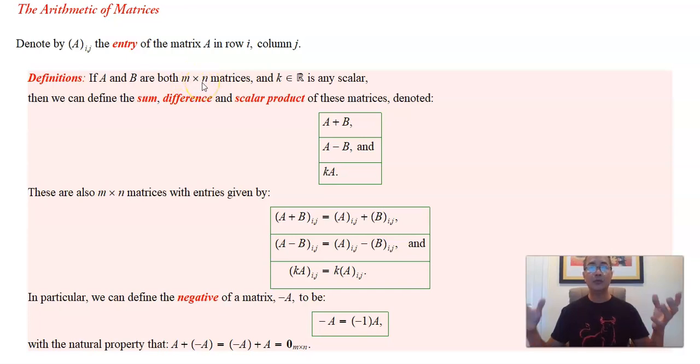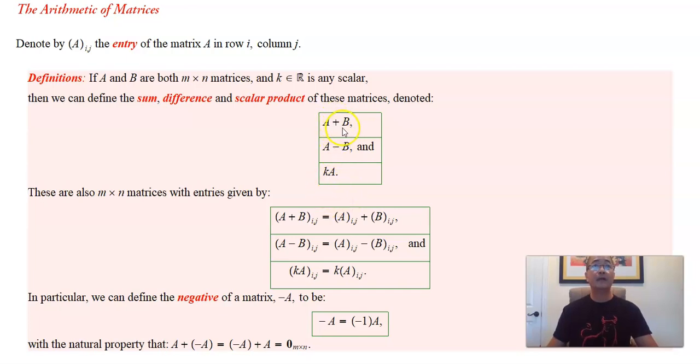Okay, so we saw 2 by 3, 2 by 3, and the matrix for the sum is also 2 by 3. And of course, k is any scalar. We will define the sum, difference, and scalar product of these matrices. So they're written as A plus B, A minus B, and k times A. Okay, you can put the dot, or you can just concatenate the symbols k and A, as usual.